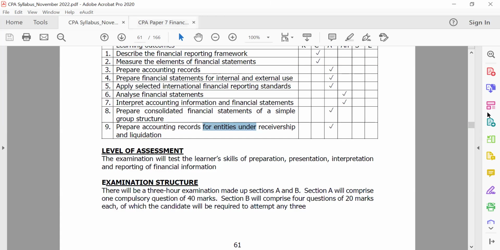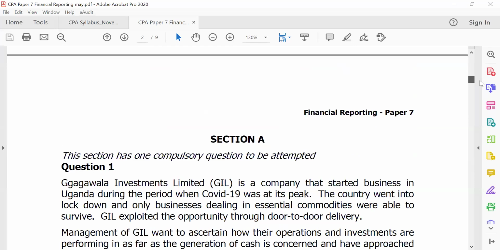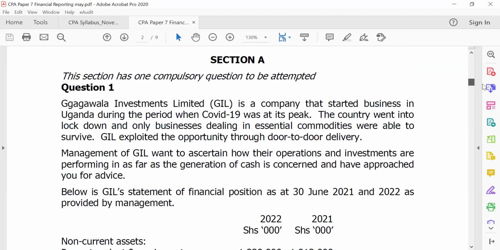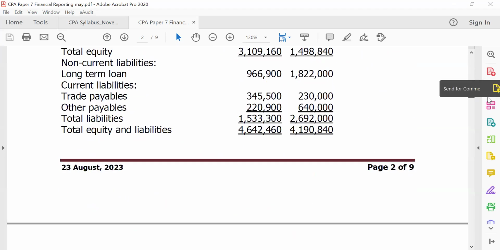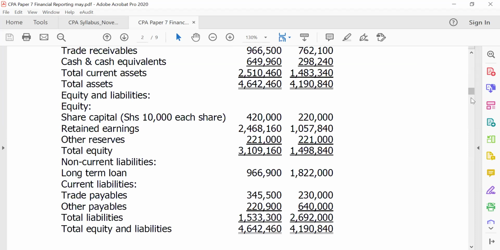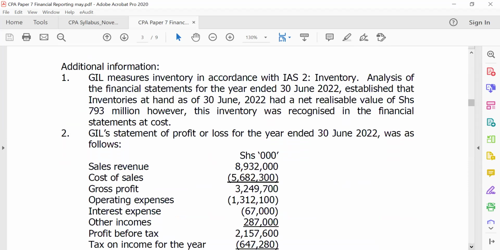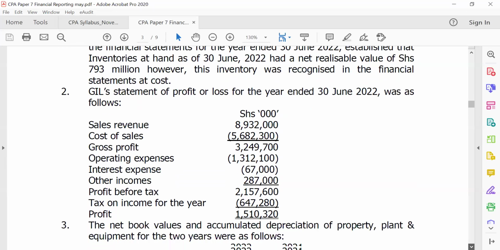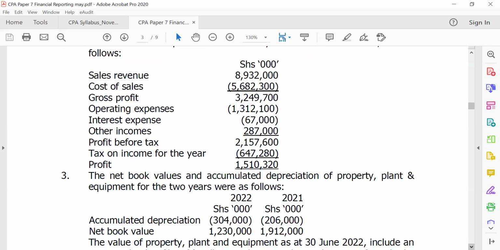So as something like this, because this is a paper of August 2023, it has this question 1, and as you can see, they are giving you a statement of financial position of this entity. After the statement of financial position, they proceed to give you some additional information in regards to what exactly happened. For example, they have given us something to do with inventory, so you know that you're going to apply some IAS 2 there. There is also a statement of profit and loss. You know what exactly you need to get from there.